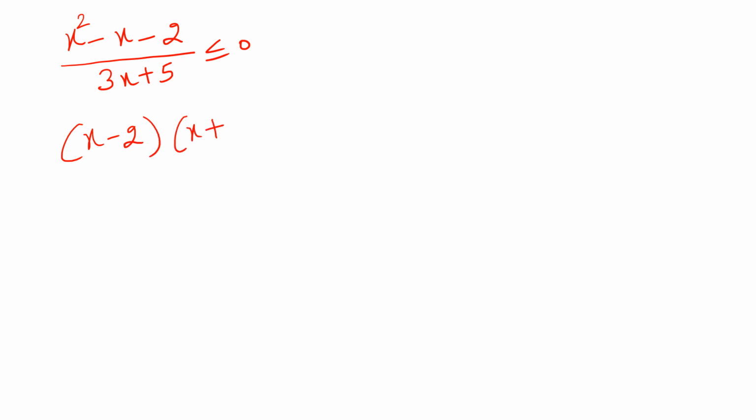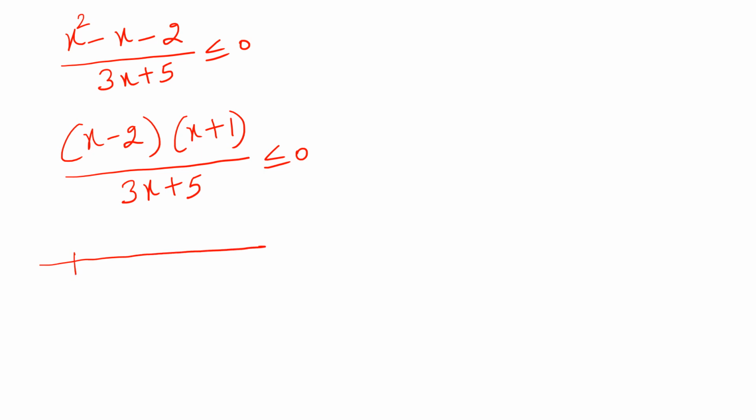Now students, divide both sides of this inequality by 2. So you will get (x square minus x minus 2) whole divided upon (3x plus 5) less than or equal to 0. Now this can be written as (x minus 2) into (x plus 1) whole divided upon (3x plus 5) less than or equal to 0. Now apply wavy curve method. This is minus 5 upon 3, this is minus 1, and this is 2. This is positive, this is negative, this is positive, this is negative.